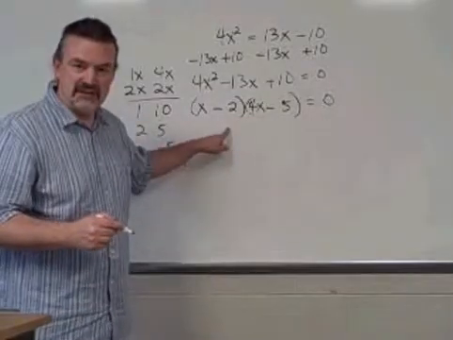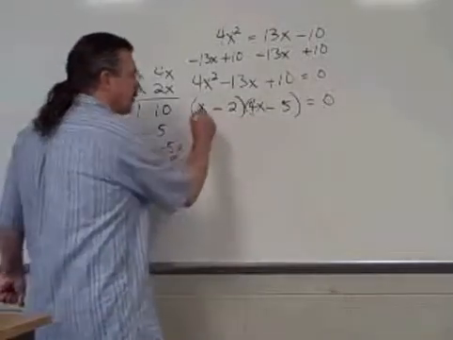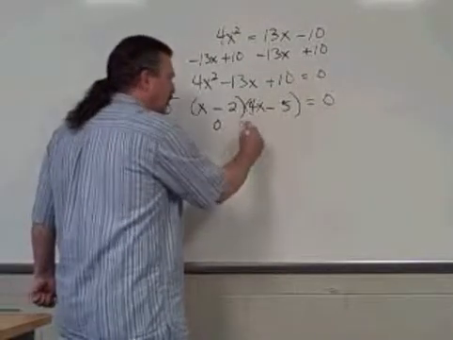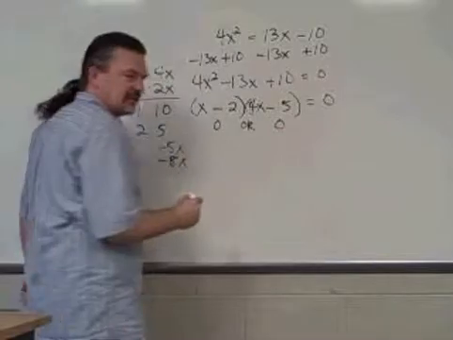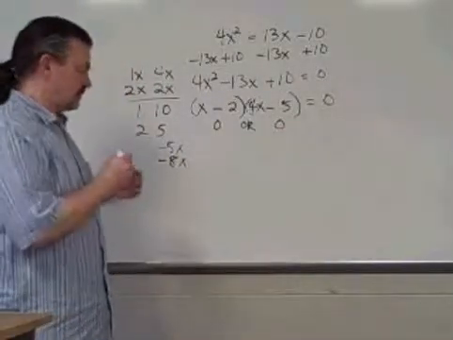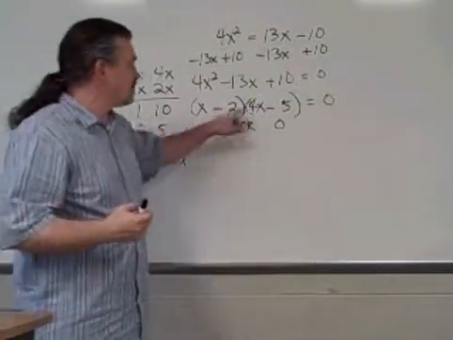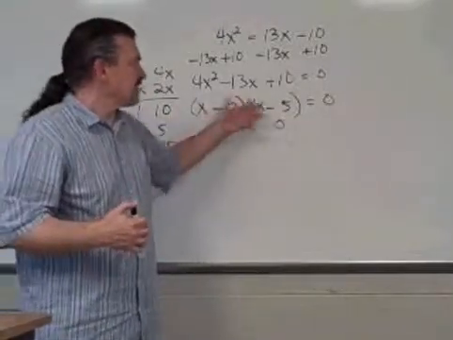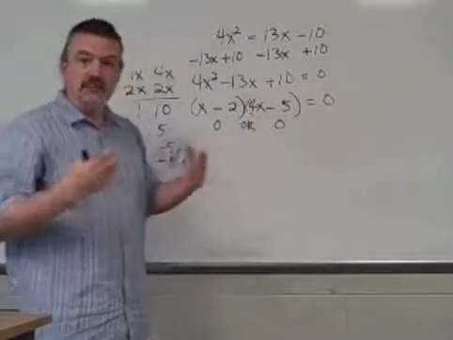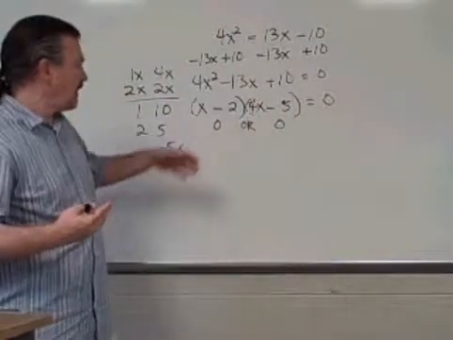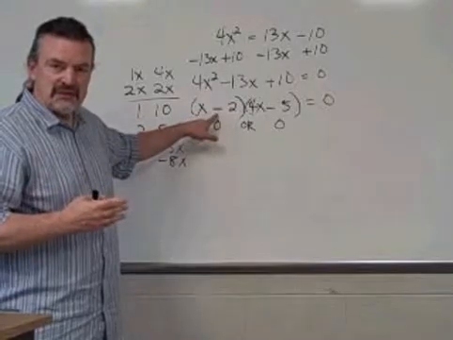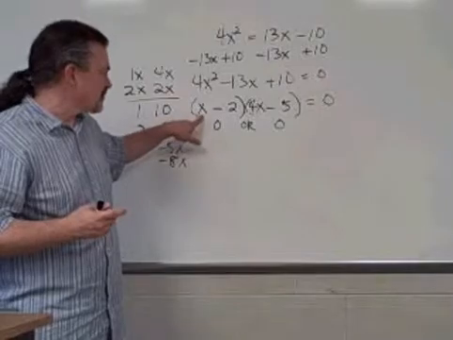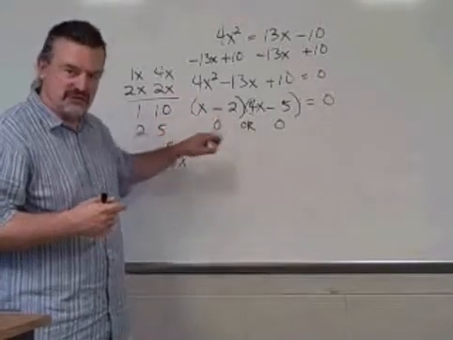Now we analyze these individual factors to see what value of x would make this quantity become 0, or what value of x would make the other binomial factor become 0. Remember, if one of these quantities becomes 0, the whole product is 0, making the left side the same as the right side, which means we have found a solution. This binomial factor is relatively easy to analyze. It's relatively easy to see that if x was 2, 2 minus 2 would give us 0.